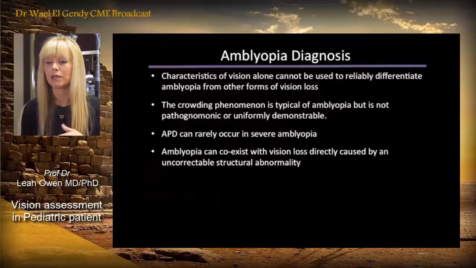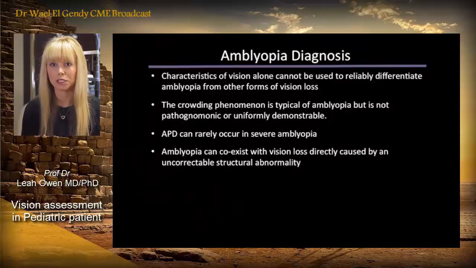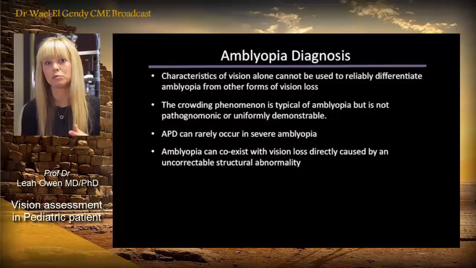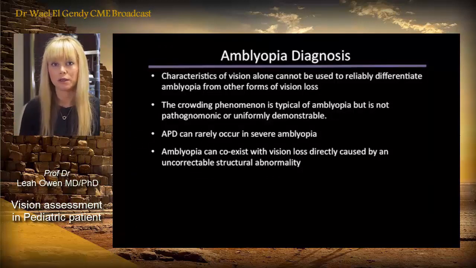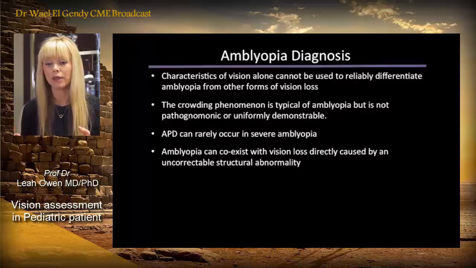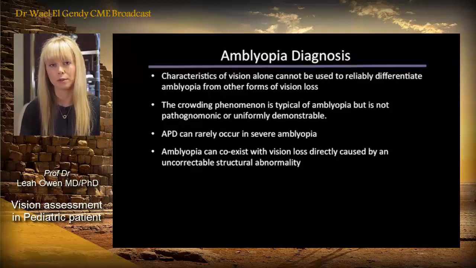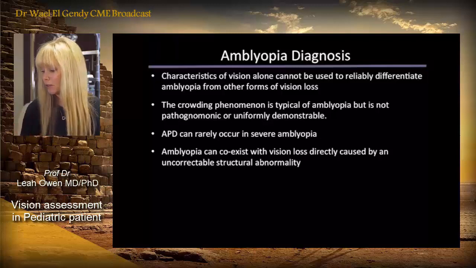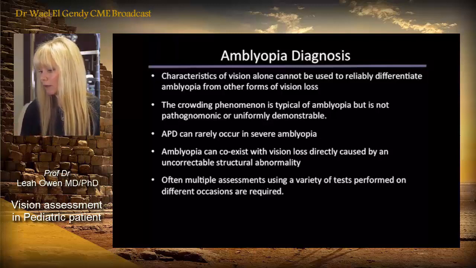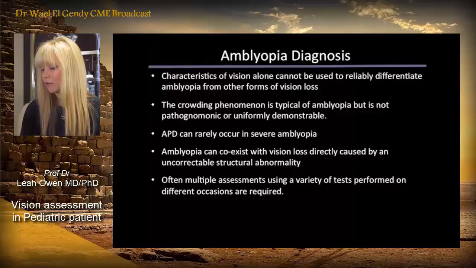For example, if a child has optic nerve hypoplasia, there may be visual potential in that eye. It won't be equal to an unaffected eye, but they can get amblyopia on top of their compromised vision from just the structural abnormality. And so these are things you kind of have to think about when following a child with an organic vision loss.